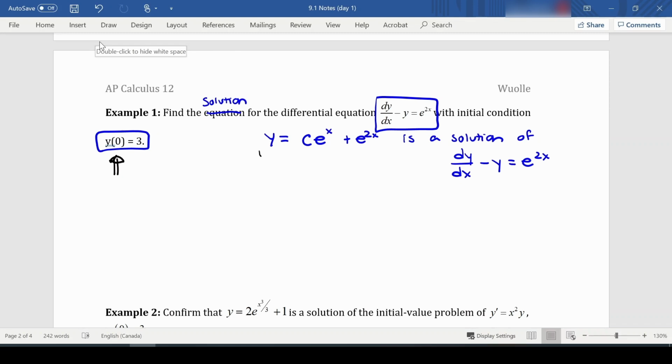You need to plug it into this general form of a solution to figure out a particular solution to this differential equation. So y would be 3. We don't know c, that's what we're going to be trying to find. We have e to the 0 plus e to the power of 2 times 0. So you get 3 equals c plus 1. So therefore c equals 2.